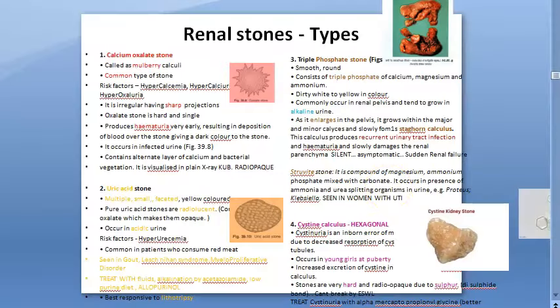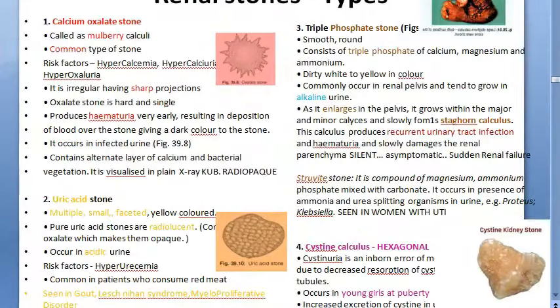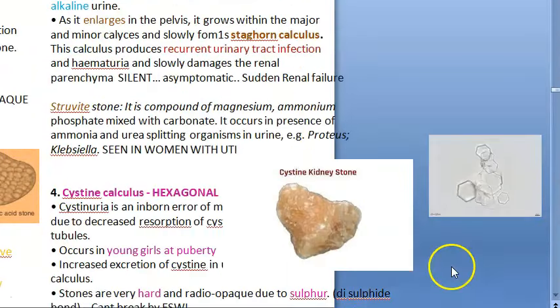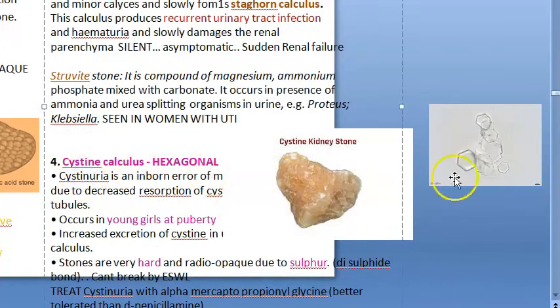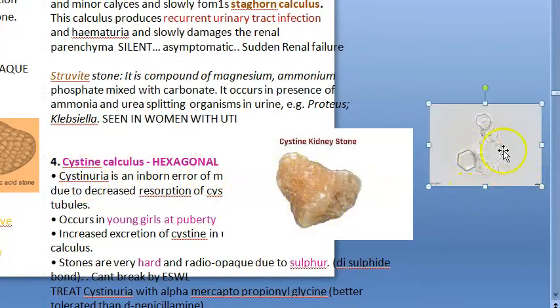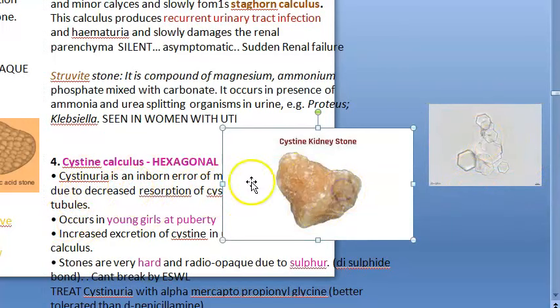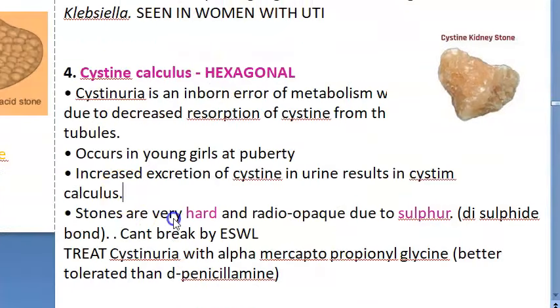Yay, people, just one more type of stone to go, which we are looking at in detail. Look at this. Cystine stones. These are hexagonal, like a benzene ring. These occur because if a person has cystine in the urine, these stones are very hard. You cannot break them using shock waves and all that. And these have sulfur bonds. That's why you cannot break them. They're very hard. It occurs in people who have what? Cystinuria.